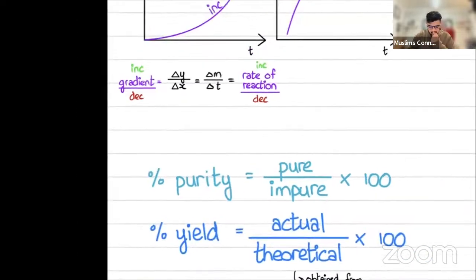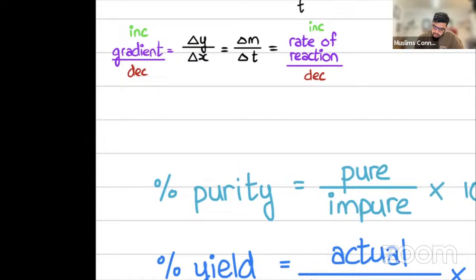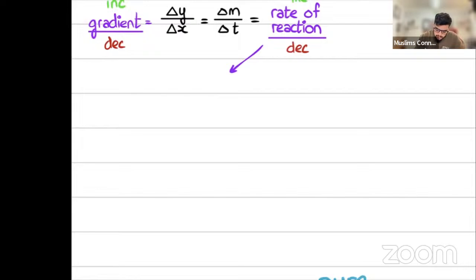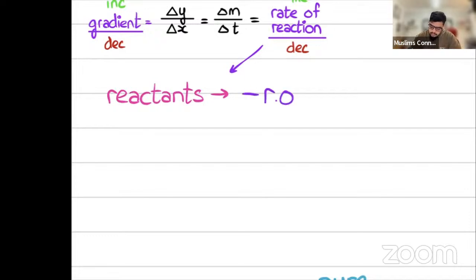Now, just keep in mind, okay, when it comes to rate of reaction, right? Okay, let's move this down. For products, okay, let's start with reactants. For reactants, we have a positive, highlight, a negative rate of reaction. But for products, we have a positive rate of reaction.